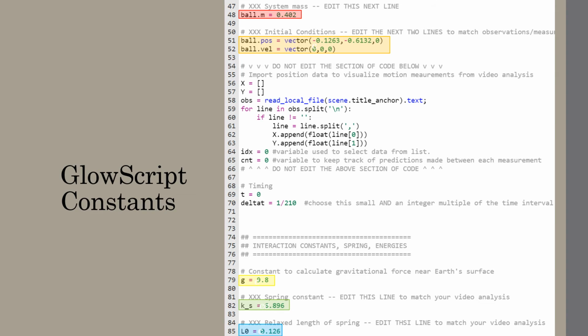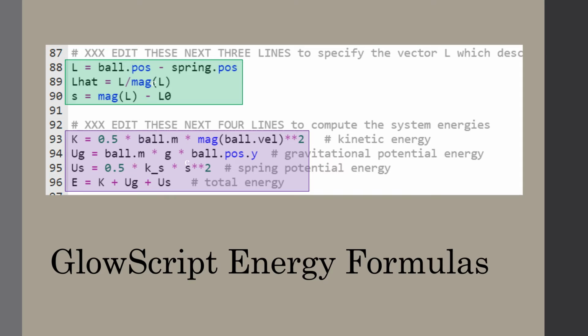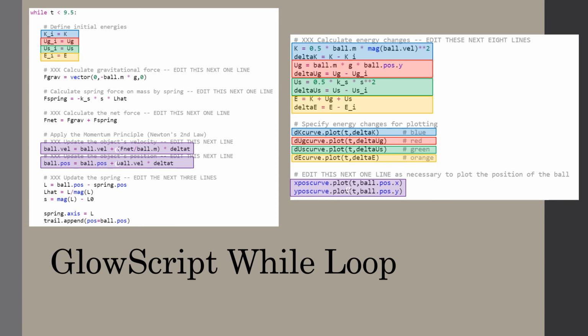Now that we have sufficient values to create a computational model in GlowScript, the values for mass, initial position, initial velocity, spring constant, and relaxed spring length were inserted into the program. Following this, the correct equation was inputted for the length of the spring to be used in later formulas. The formulas discussed earlier for kinetic energy, gravitational potential energy, and spring potential energy, as well as total energy, were inputted as well. Finally, a while loop was created that updates the velocity of the ball using Newton's second law and the position of the ball using kinematic equations of motion.